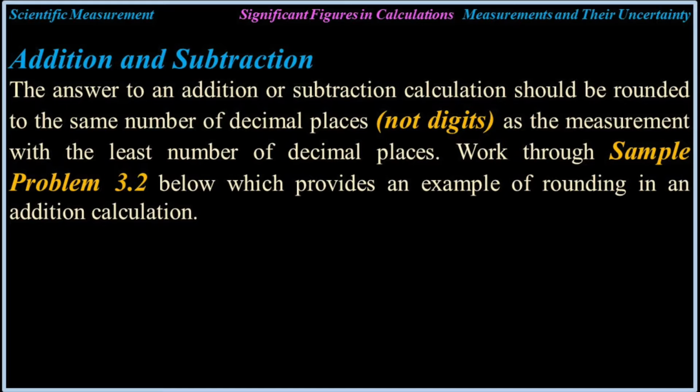And the answer to the question, why round? Because your answer must have the same accuracy as the least accurate value and the same precision as the least precise value, and you achieve that by rounding.